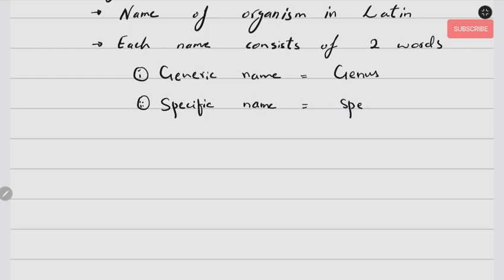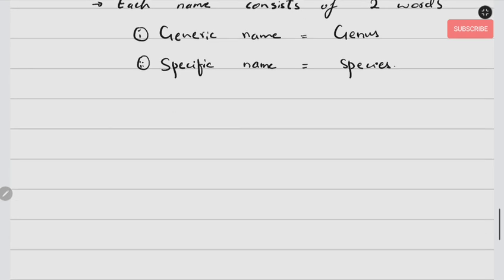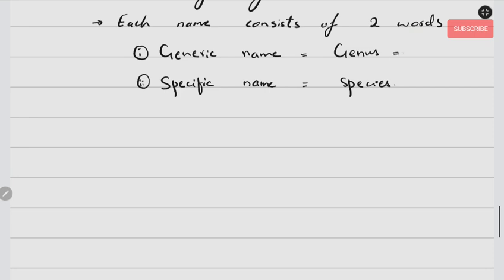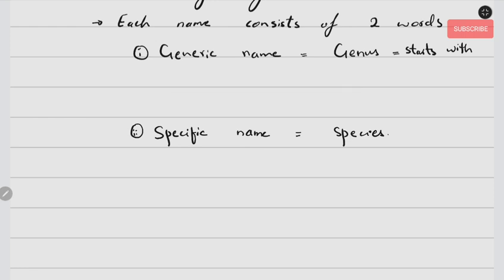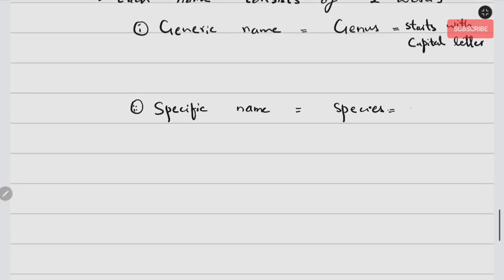That's the name of the species. Okay, and the generic name starts with a capital letter, right? Starts with a capital letter. Let me take this down. But the specific name or species name is written in small letters, or lowercase letters. All lowercase letters.